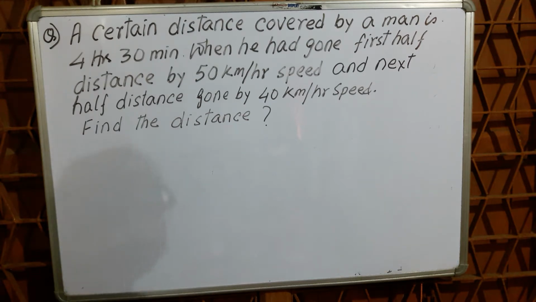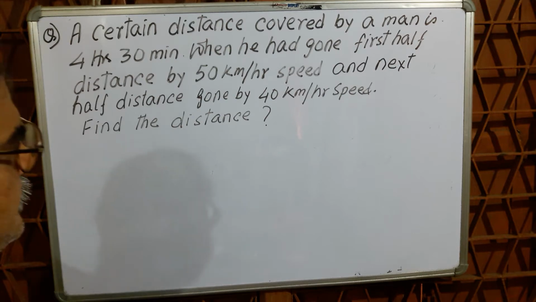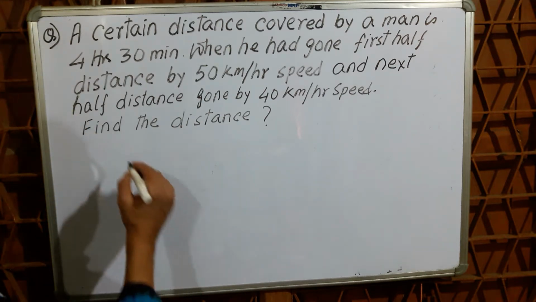Now, the question is given: a certain distance is covered by a man in 4 hours 30 minutes. He went the first half of the distance at 50 km per hour speed and the next half at 40 km per hour speed. Find the distance. Let the distance be x.